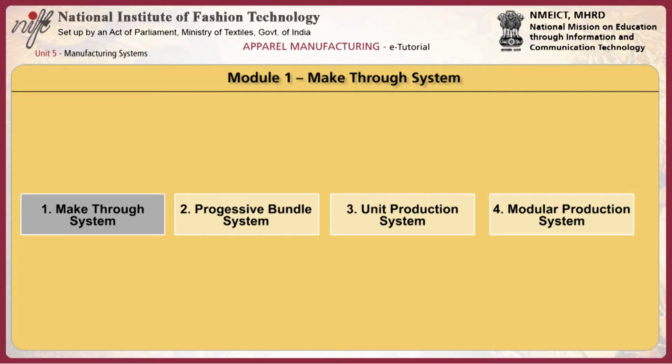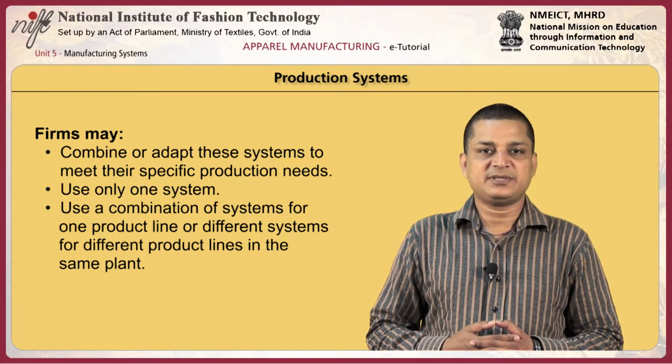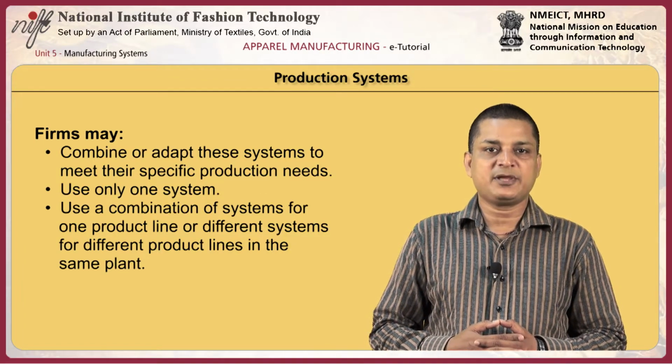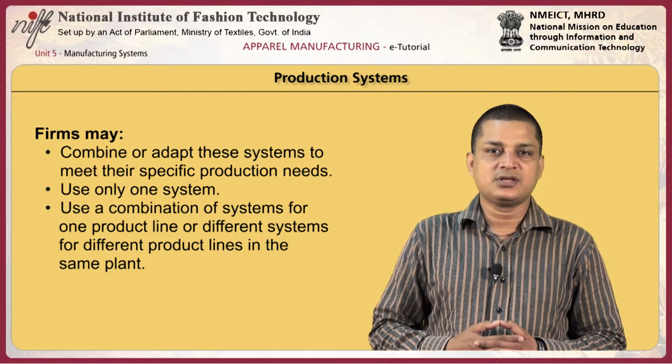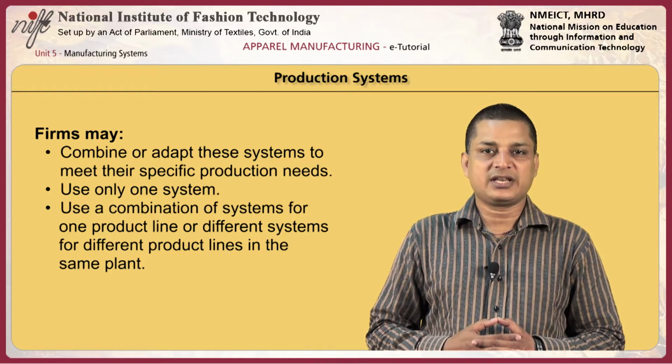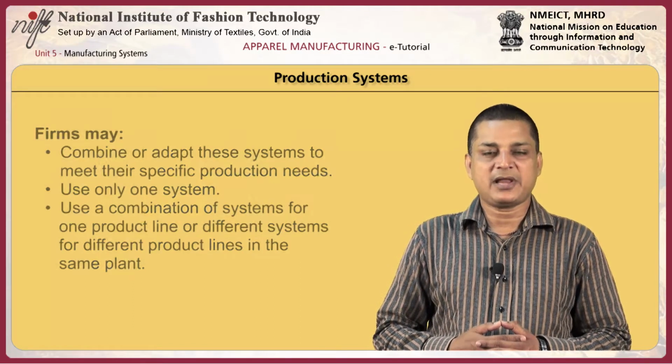Each system requires an appropriate management philosophy, materials handling method, floor layout and employee training. Firms may combine or adapt these systems to meet their specific production needs. Firms may also use only one system, a combination of systems on one production line, or different systems for different production lines in the same plant.